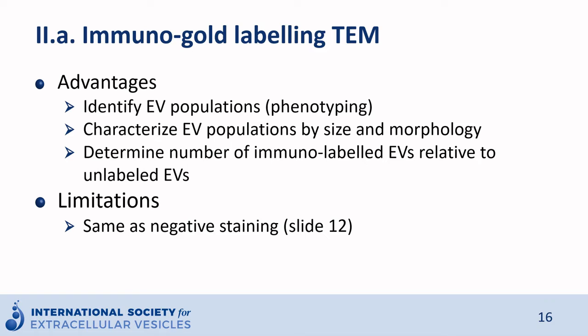This slide summarizes the advantages and limitations of immuno-gold labeling TEM. Immuno-gold labeling allows to identify or phenotype EV populations, to characterize EV populations in size distribution and morphology, and determine the relative number between immuno-labeled EVs and unlabeled EVs. The limitations are the same as discussed before for negative staining.